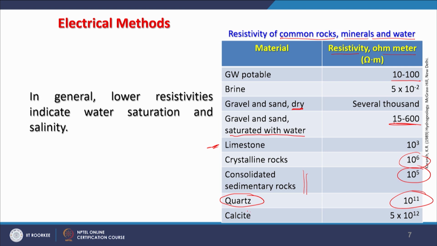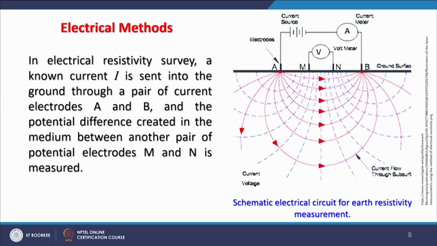And then calcite, which is again calcium carbonate, and it is 5 multiplied by 10 to the power 12. So, the resistivity is very high. So, that kind of ranges are available, people have understood through experiments, and similar kinds of tables have been made. So, this table will give you some idea if you are doing such surveys. If you have information about different types of formations which are present, it will give you an idea of what kind of resistivity range you would be encountering.